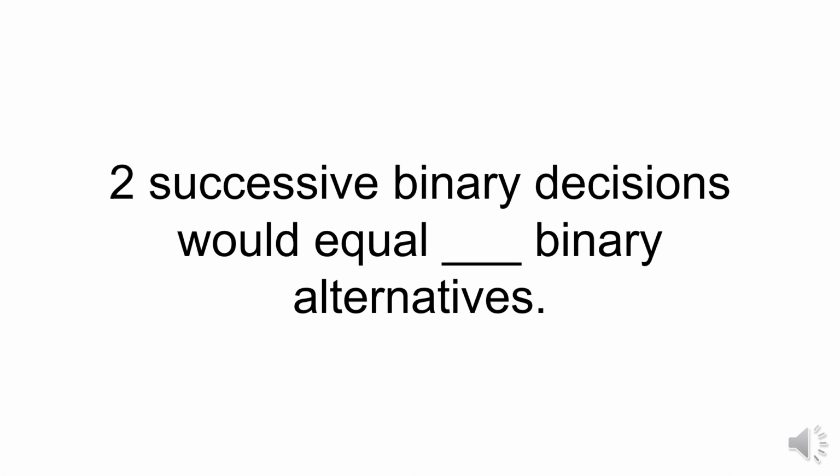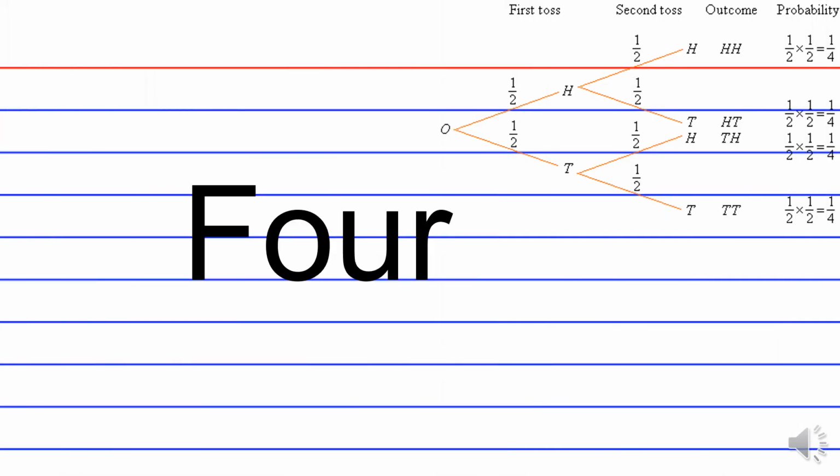Two successive binary decisions would equal blank binary alternatives. So what's the answer? And if you don't know what binary decisions are, don't worry, you'll learn on the flip side of this flashcard. All right, so that would mean 4 binary decisions.